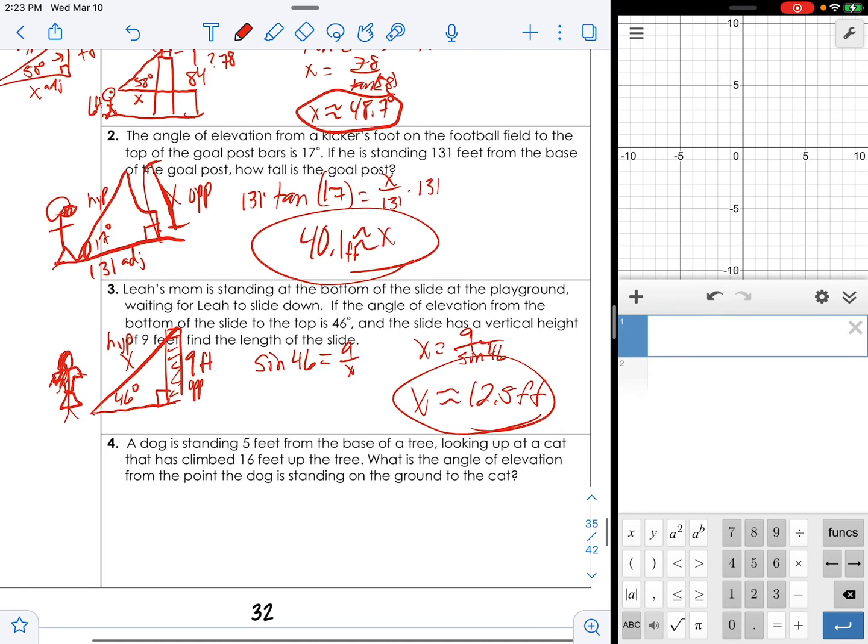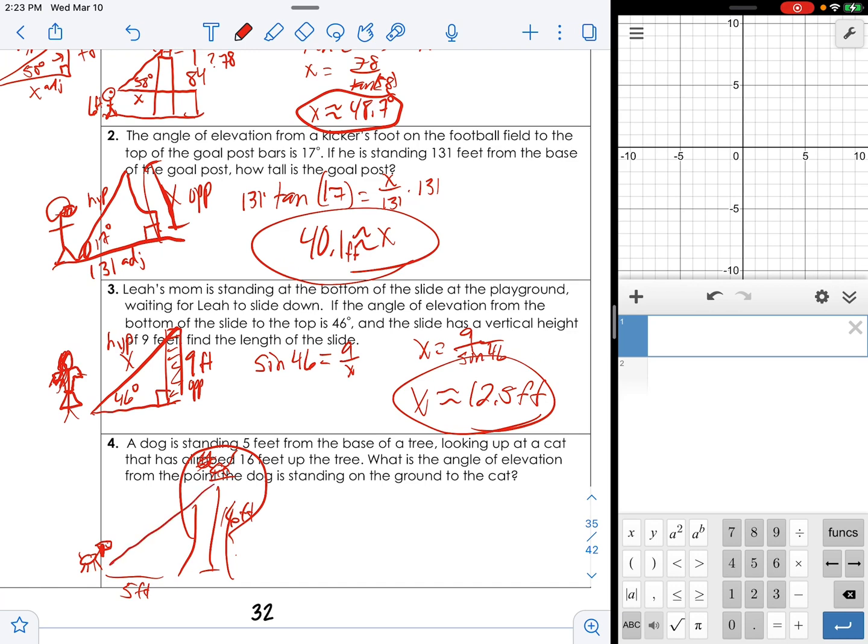Number 4. A dog is standing 5 feet from the base of a tree. So we need a tree. And we need a dog. Tail. There we go. He is standing 5 feet from the base of the tree, looking up at a cat that has climbed 16 feet up the tree. So we need a cat up here, and we got pointy ears, whiskers, right? Longer tail. And the cat is 16 feet up.